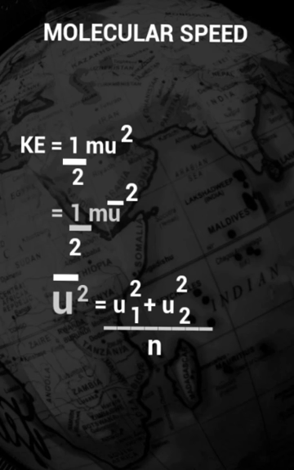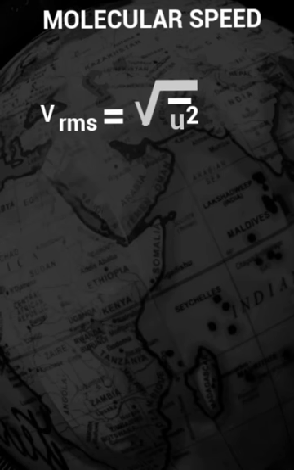Kinetic energy is given by half mu square, where u is the speed of the molecules. Let us modify this equation into KE is equal to half m u bar square, where u bar square is equal to u1 square plus u2 square plus etc. divided by n. Then you have another term URMS, where RMS is root mean square. So URMS is equal to square root of u bar square.